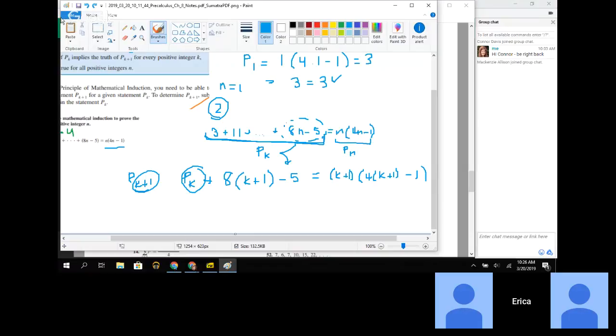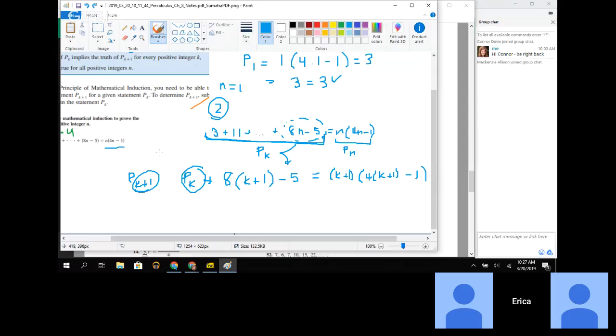Is everybody sort of okay with what I did so far? Mackenzie, are you okay with that so far? I'm trying to find the next term in my sequence. The red part is represented by this right here, and the k plus 1 part, the next term, is represented by these two purple things. I'm adding on the next term in my sequence.